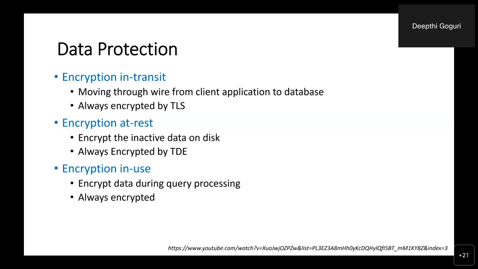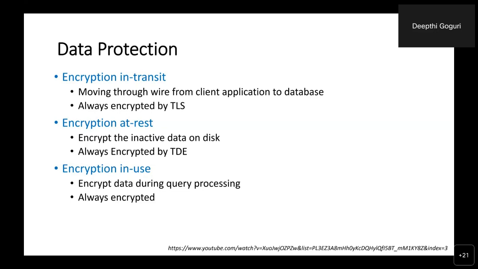The next level of data protection is encryption at rest. This is all about the data files, log files, and backup files on your drives. They have to be protected all the time while the data is moving in and out of the drives, right? So even this is enabled by default, and it is enabled by transparent data encryption.